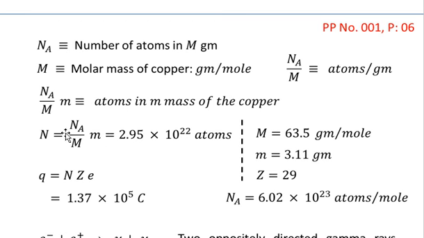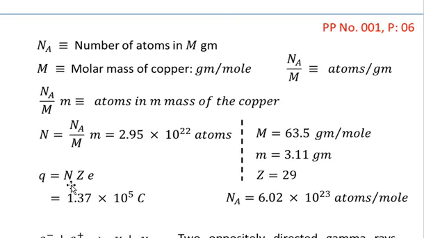So putting these values over here, capital M is equal to 63.5 grams per mole, small m is equal to 3.11 grams for the copper coin, which is given. Z is equal to 29, the atomic number of the copper metal, and Na is the Avogadro number, which is equal to 6.02 into 10 to the power 23 atoms per mole. So substituting all these values in this equation, we get the value capital N to be equal to 2.95 into 10 to the power 22 atoms.